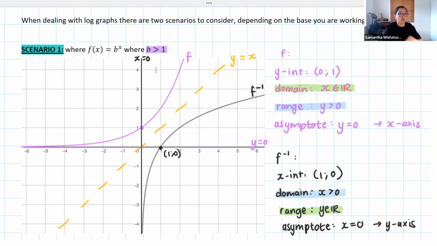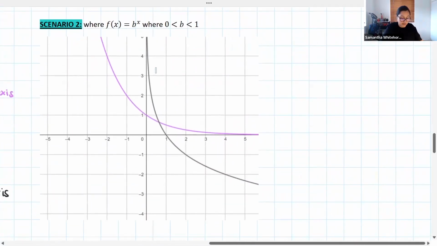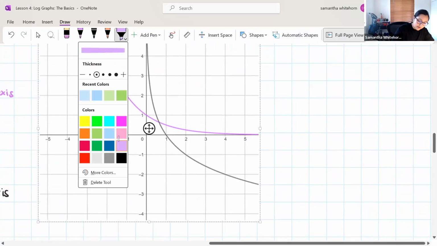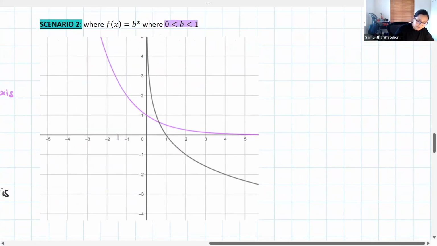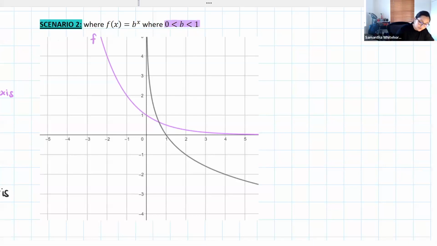Okay, I will make this smaller again in a second. You can take a screenshot of everything. Let's just have a quick look at our second scenario where we have that decreasing function. So this is now where we have our b value that is a fraction, so it's between 0 and 1. You can see the graph here. It is this decreasing purple graph.